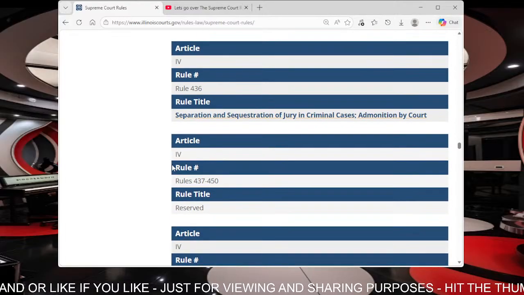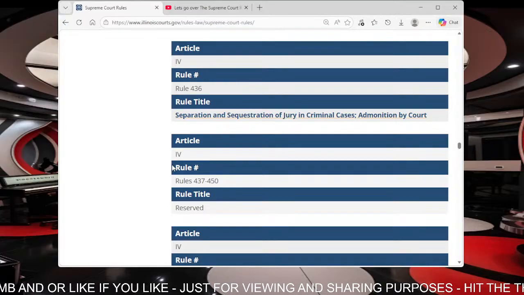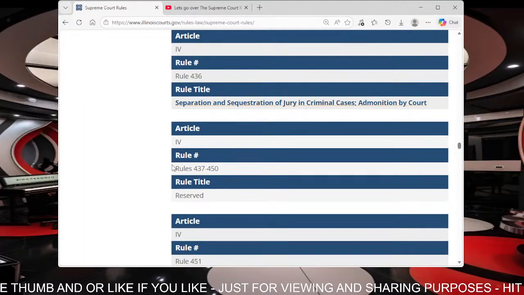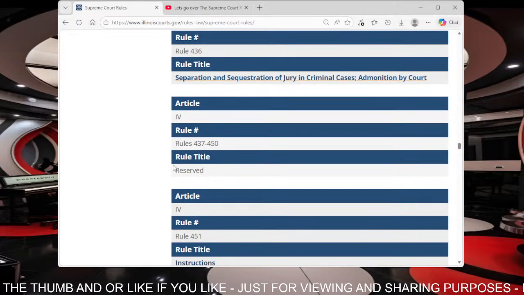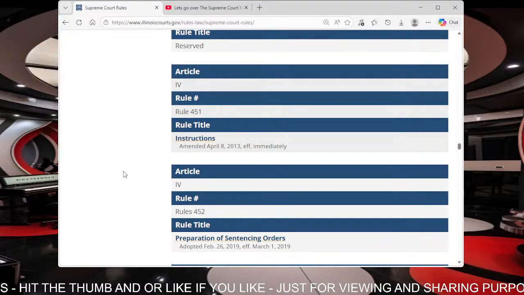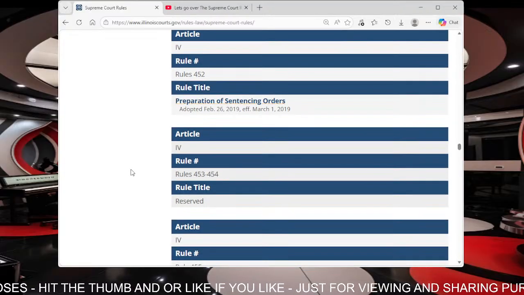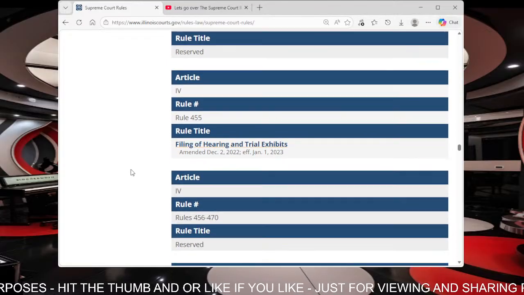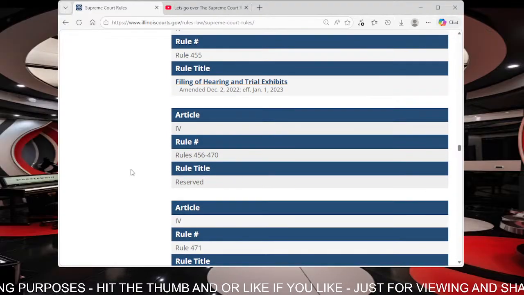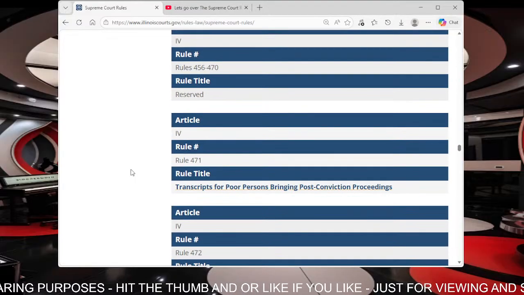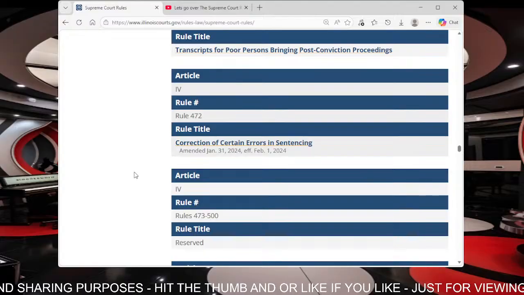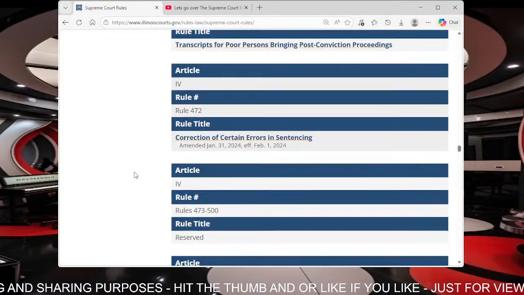We have 436, separation and what's that? Sequestration of jury criminal cases. Admonition by court. We are at instructions, rule 451. 452, preparation of sentencing orders. 455, filing of hearing and trial exhibits. And at 471 is transcripts for poor persons bringing post-conviction proceedings. At 472 we have correction of certain errors in sentencing.